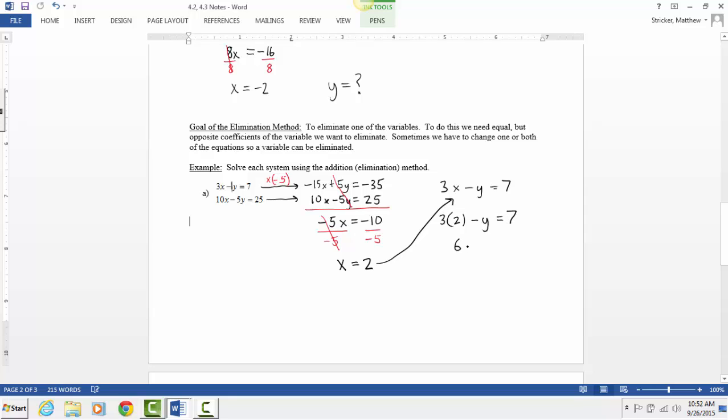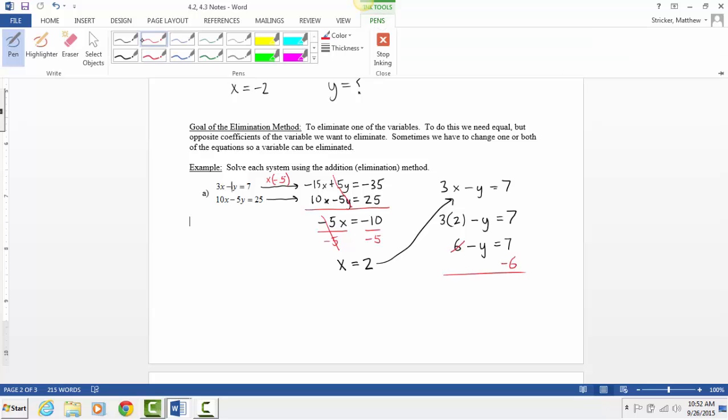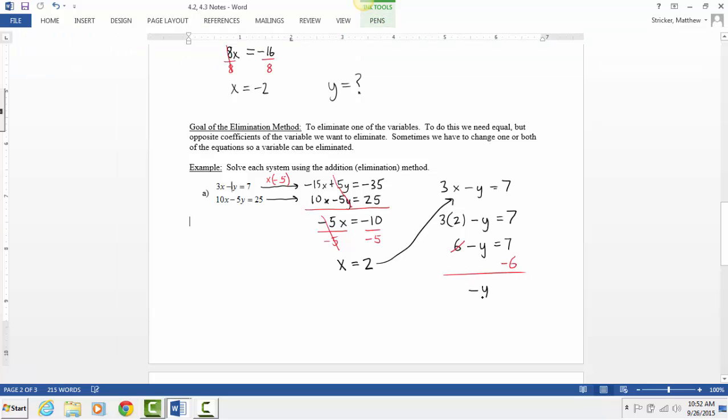3 times 2 is 6. 6 minus y equals 7. Move that 6 to the other side, it becomes -6. I get -y equals 7 minus 6, which is 1. And I can divide by -1, which gives me y equals -1. So my answer is 2, -1.